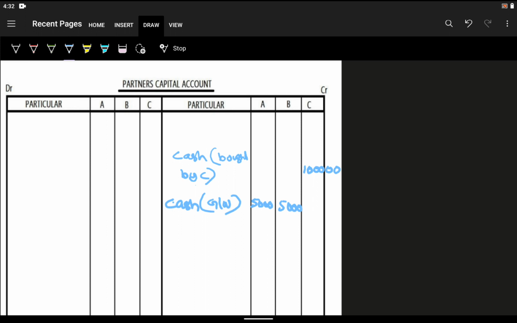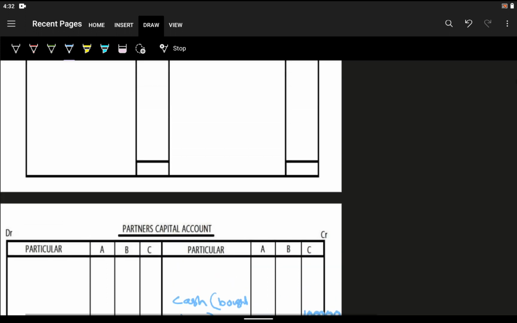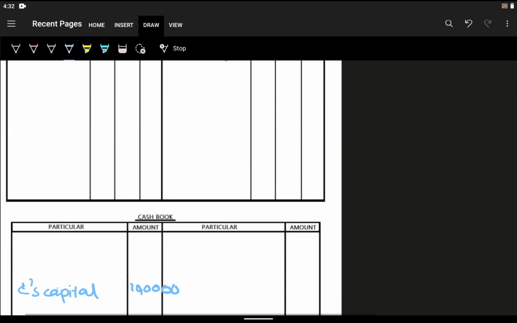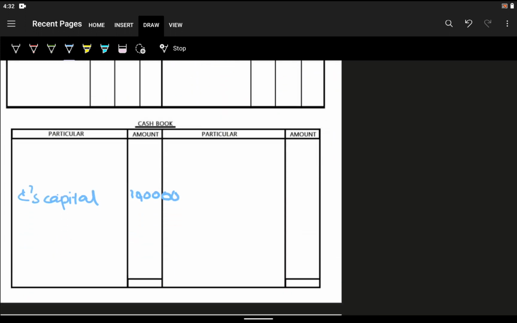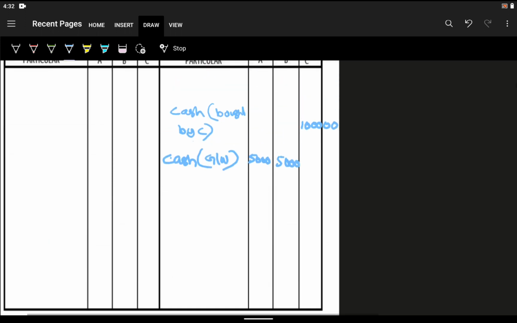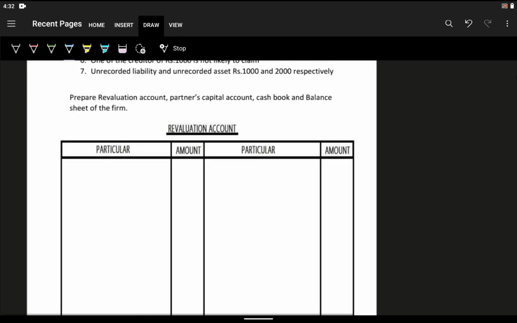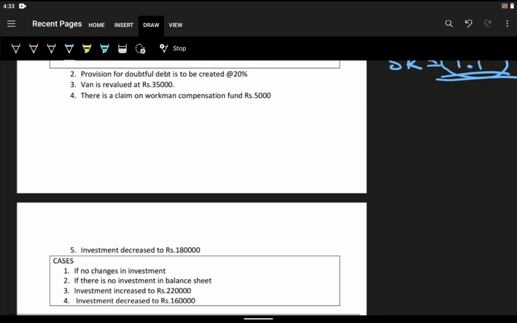So this is the adjustment. Okay, 5,000 for A and 5,000 for B. And where will we write this 5,000 and 5,000? This came as cash, so we will write in the cash account, A's capital 5,000, B's capital 5,000. So we'll write in the cash book also 5,000, 5,000. Okay, no other adjustment for capital account.